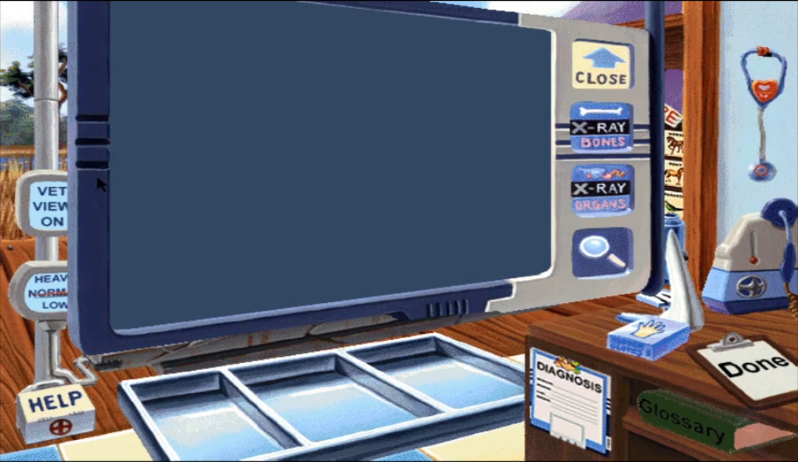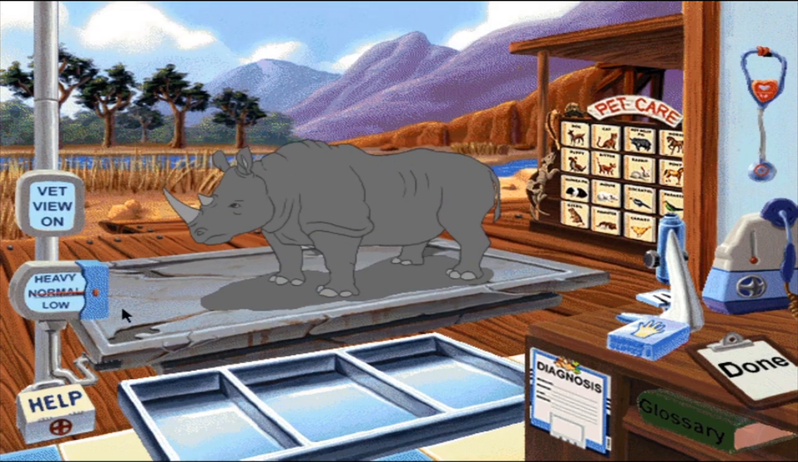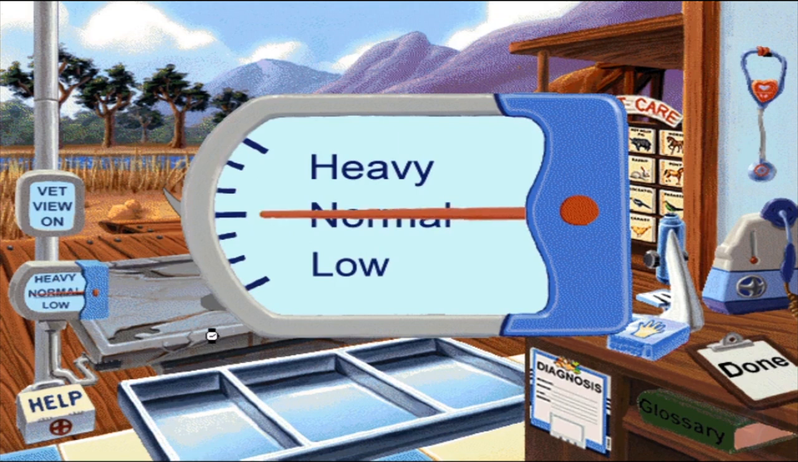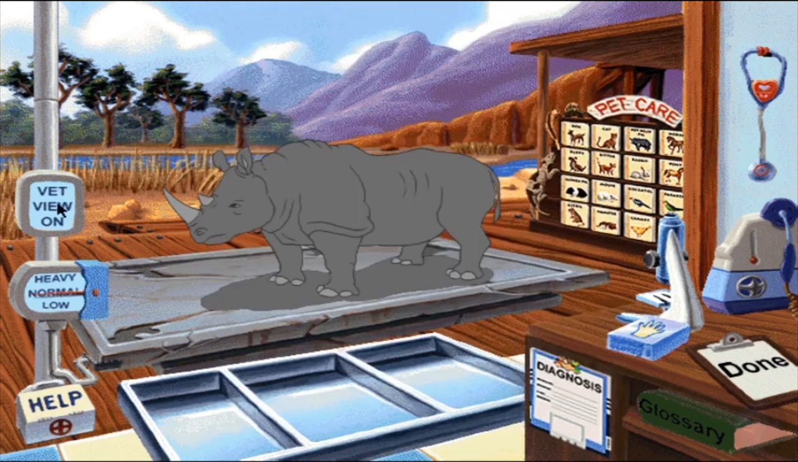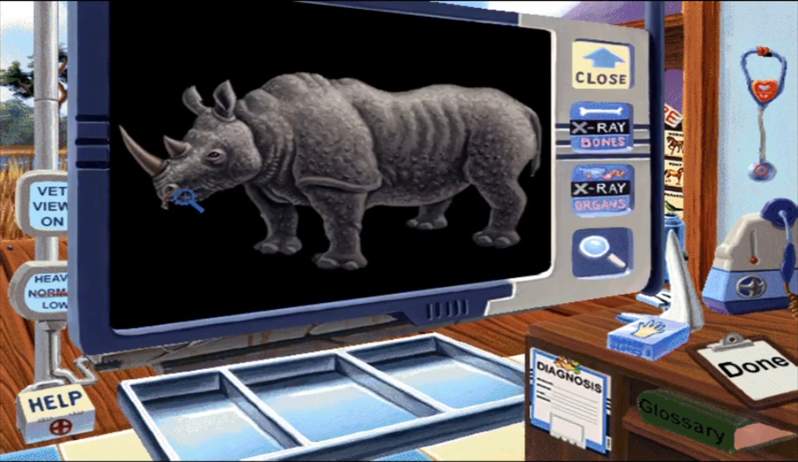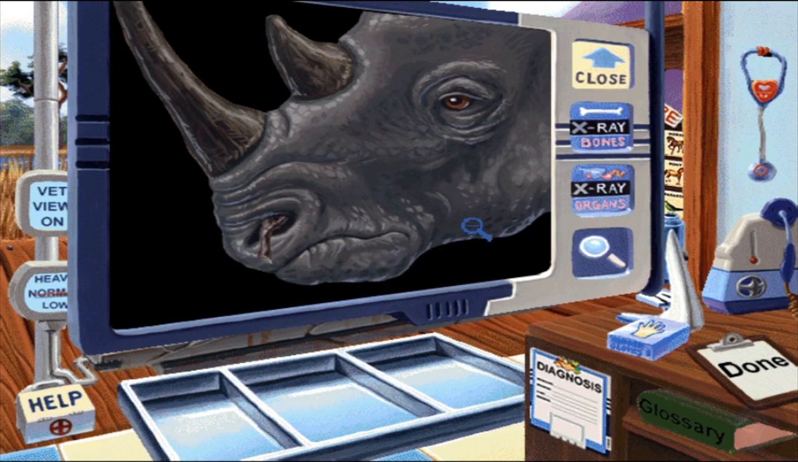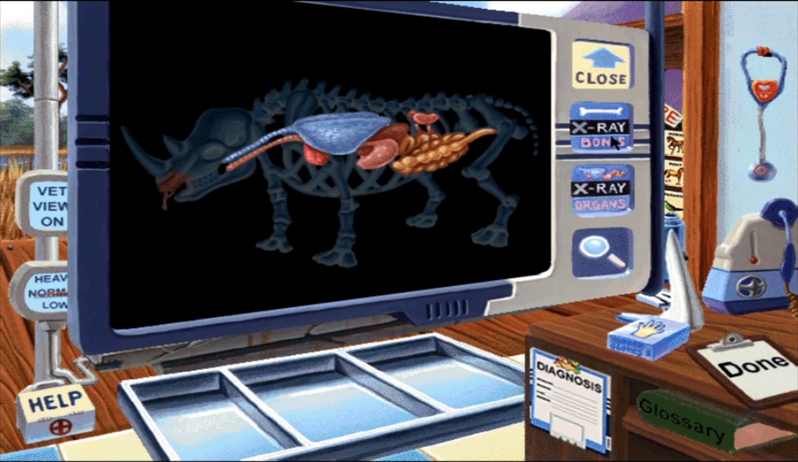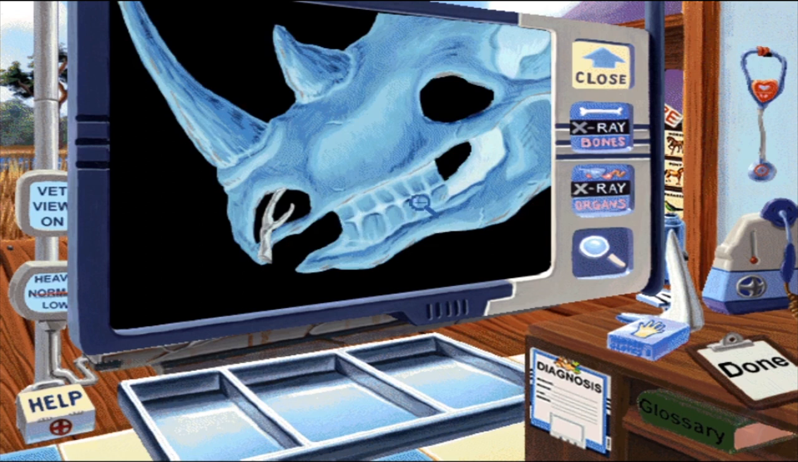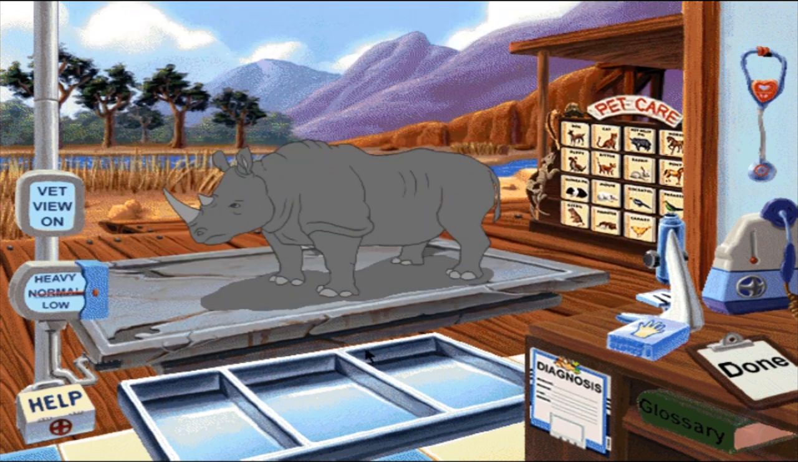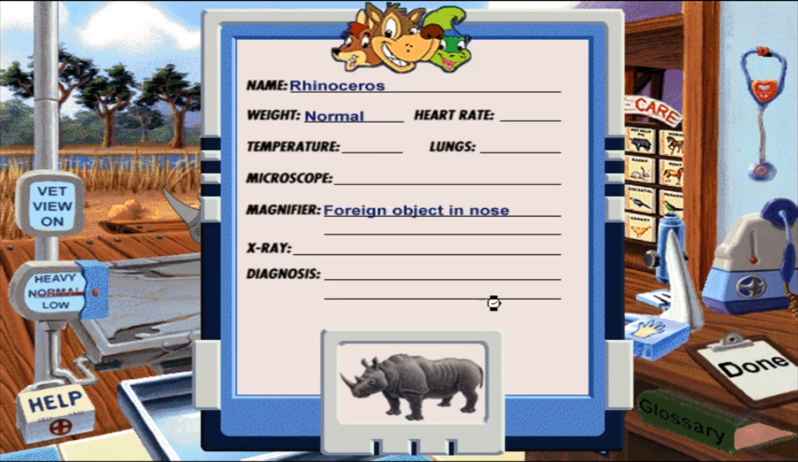Oh, you've brought an animal in for examination. This animal's weight is normal. There is a twig in the rhino's nostril. I don't see any problems here. The rhinoceros has an object in its nose. Foreign object in nose.